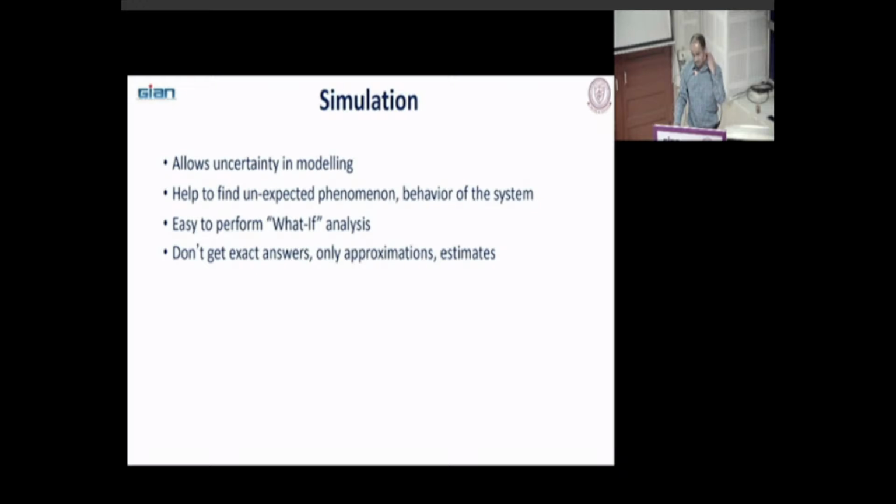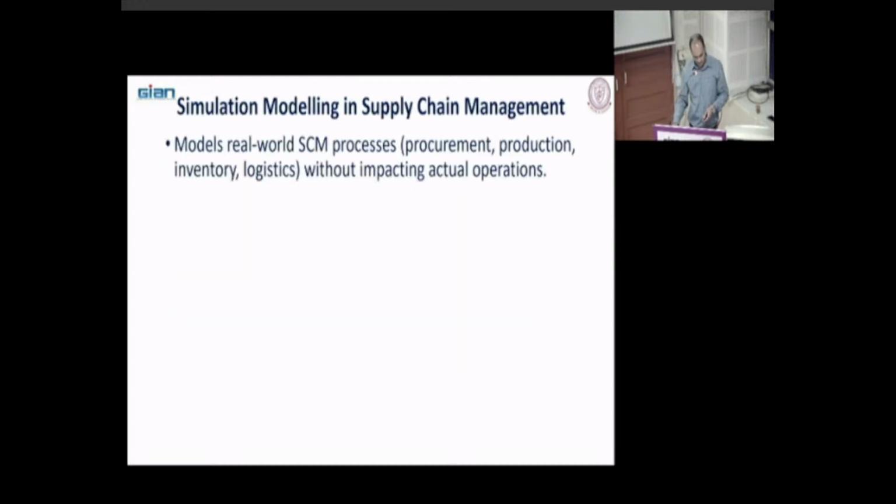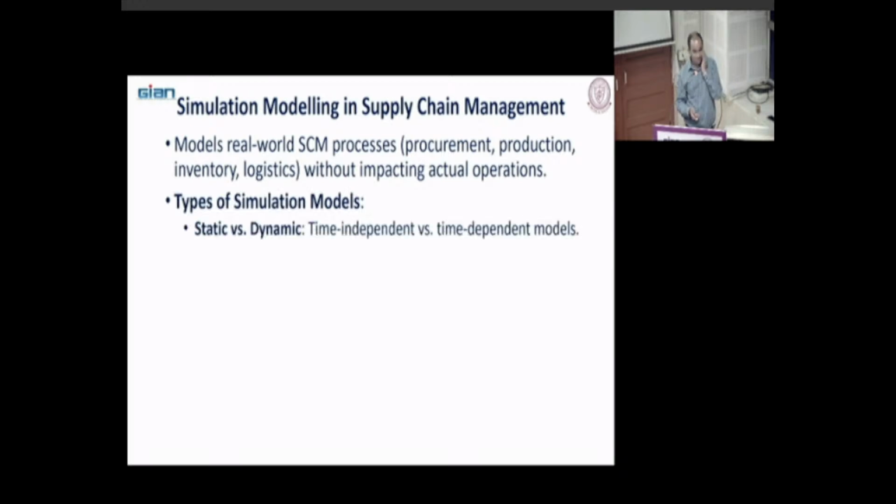We don't get exact answers in simulation, we don't get the optimal solution. We get approximate solutions because we vary the inputs and some input parameters are random. Random outcomes come from stochastic simulation, and sometimes results are difficult to interpret. So it models real-world supply chain processes. Types of simulation models: what are the types? Yesterday you told me. Static versus dynamic, time dependent versus non-dependent.